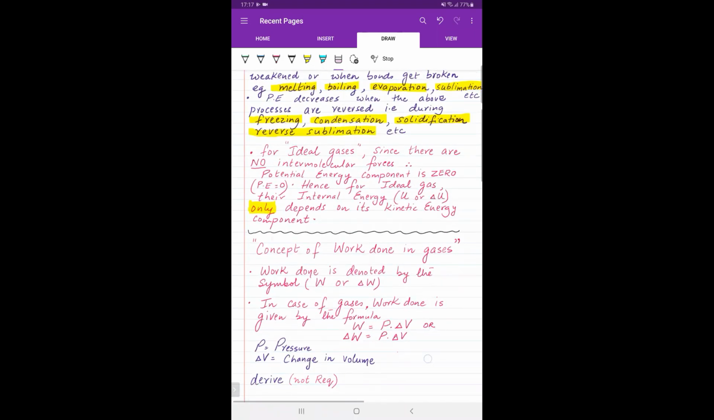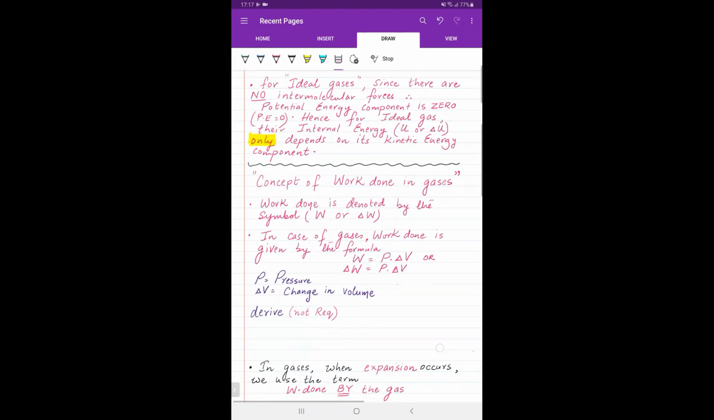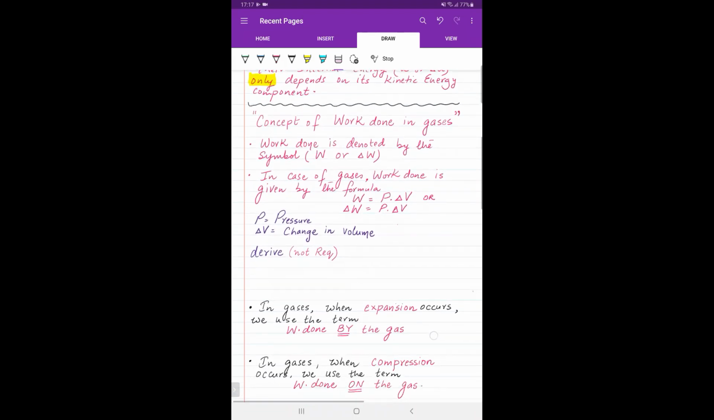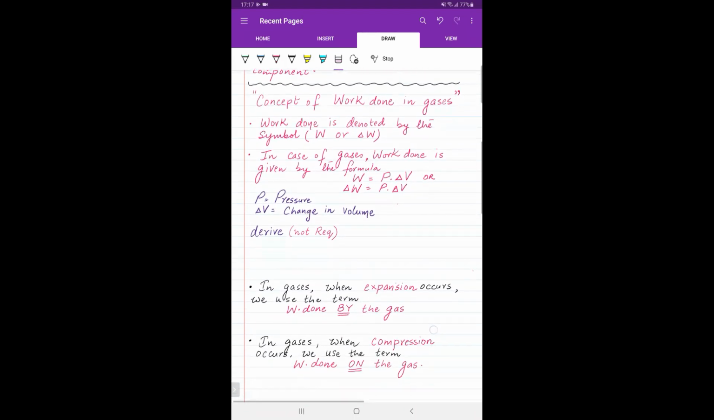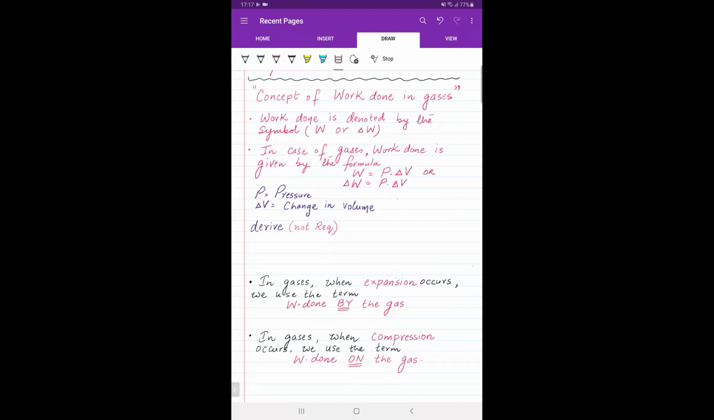So after the concept of internal energy, जो नेक्स्ट वाला स्टेटमेंट एक्सप्लेन करना है, that comes under the heading of concept of work done in gases. ये भी जरा एक्सप्लेन कर दूं, आप वर्डिंग्स को देख लीजिएगा. सिंबल्स कोशिश करना याद रह जाए.